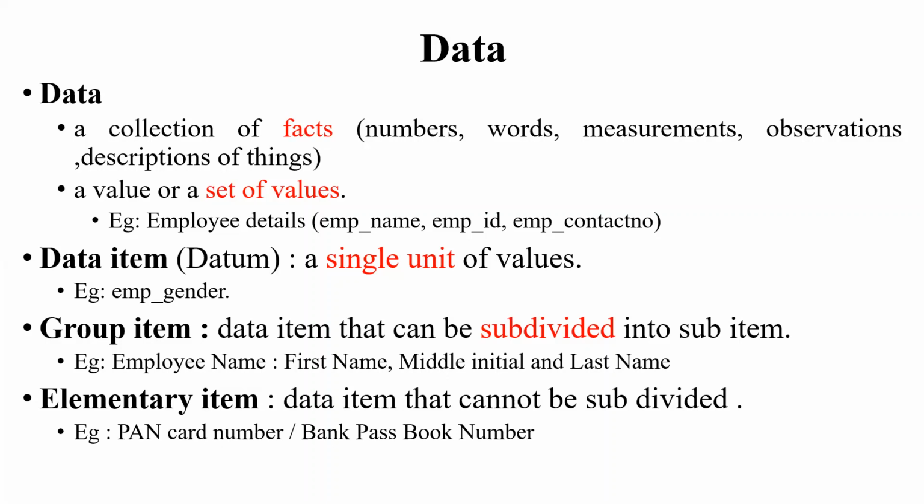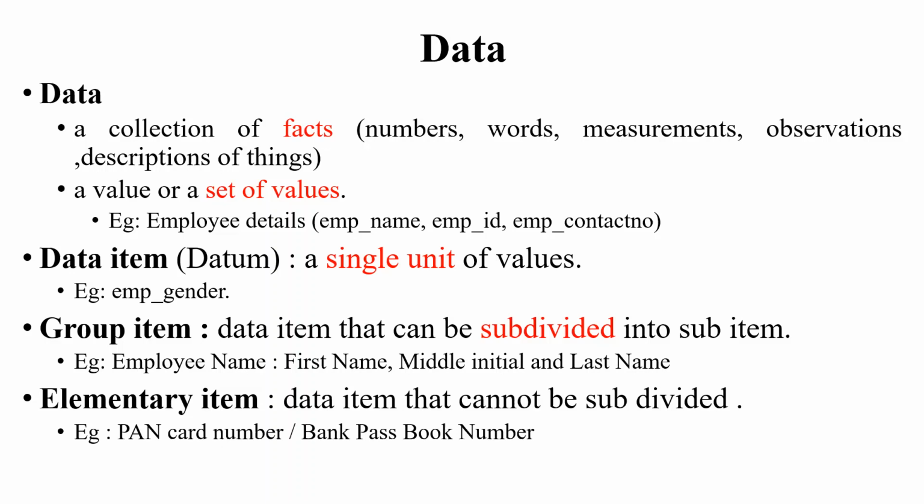So what is data? It's a collection of facts. It may consist of numbers, for example the age of the student, and words, a collection of alphabets, such as the name of the student or the sports we have mentioned. Sometimes measurements, such as the height of the student, or observations, such as comments from the students, and descriptions of things. The comments we collect can come under observations or descriptions, depending upon the survey. So data is nothing but a collection of facts.